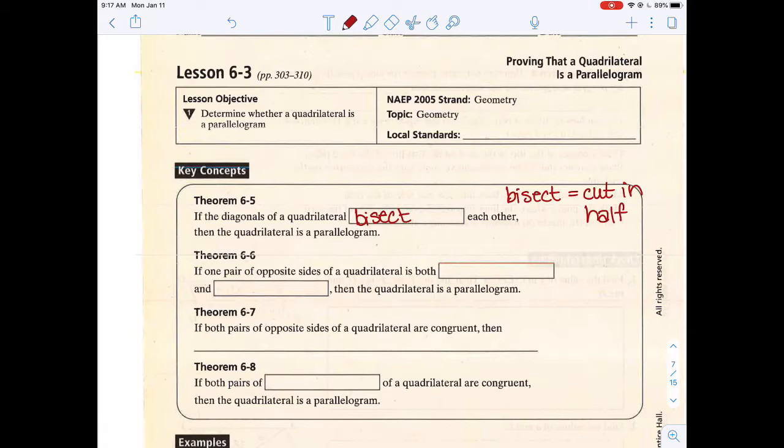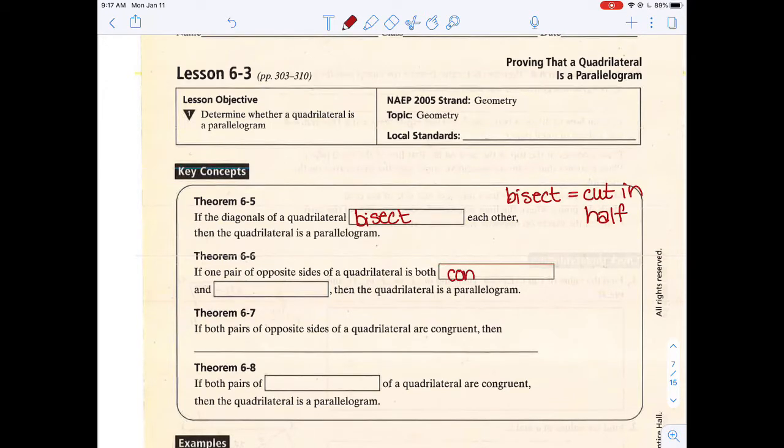Theorem 6.6 says if one pair of opposite sides of a quadrilateral is both congruent and parallel, then the quadrilateral is a parallelogram. Since both the sides are congruent and they're parallel, that means the other 2 sides that connect them are also congruent and parallel, which makes it a parallelogram.